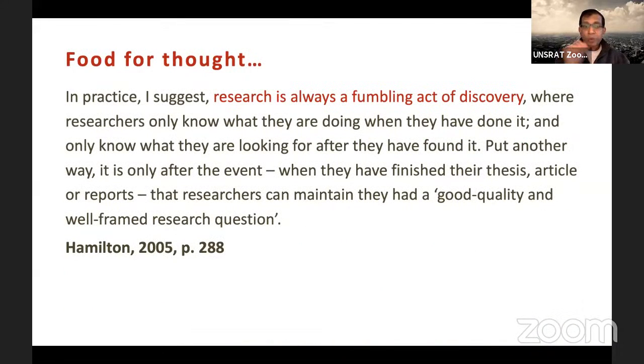And my last slide here is just food for thought. And I want to make a very important point before I finish. So let me read it out and then I'll tell you what it means. And this is from Hamilton. In practice, I suggest research is always a fumbling act of discovery. Fumbling means you're almost tripping over, you're falling. Where researchers only know what they are doing when they have done it, past tense, and only know what they are looking for after they have found it, not while, not before. Put another way, it is only after the event, when they have finished their thesis, article, or reports, or proposal, that researchers can maintain they had a good quality and well-framed research question.